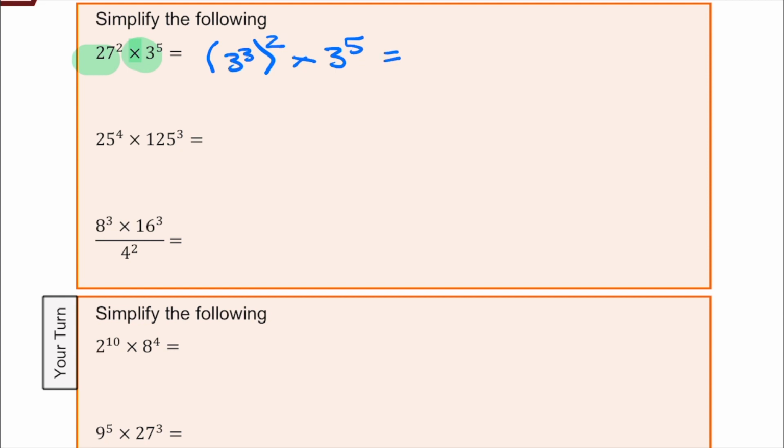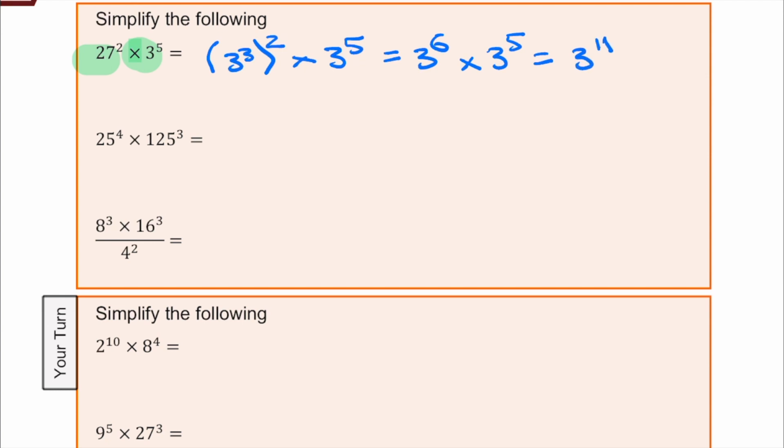So starting with the first term, a power raised to a power, we times together. So times the 3 and the 2 to give us the 6. Then we're going to multiply by the second term, which is a 3 to the 5. And of course, we've got the same base. We can use laws of indices, add the powers together because we're multiplying. We'll get 3 to the 11.